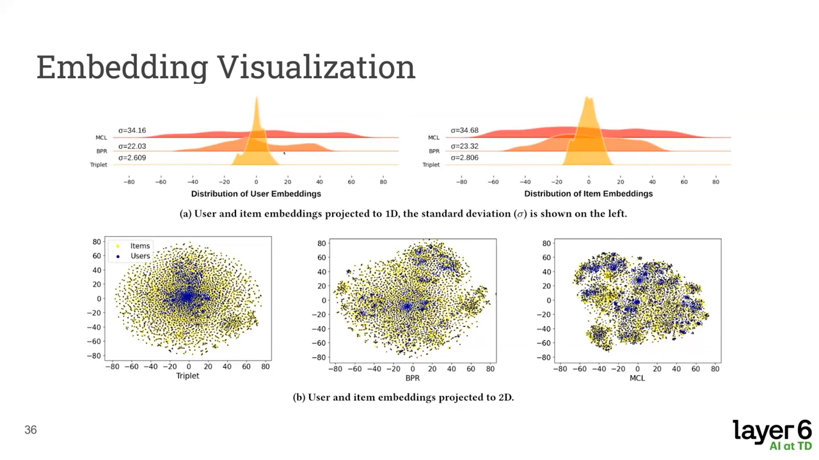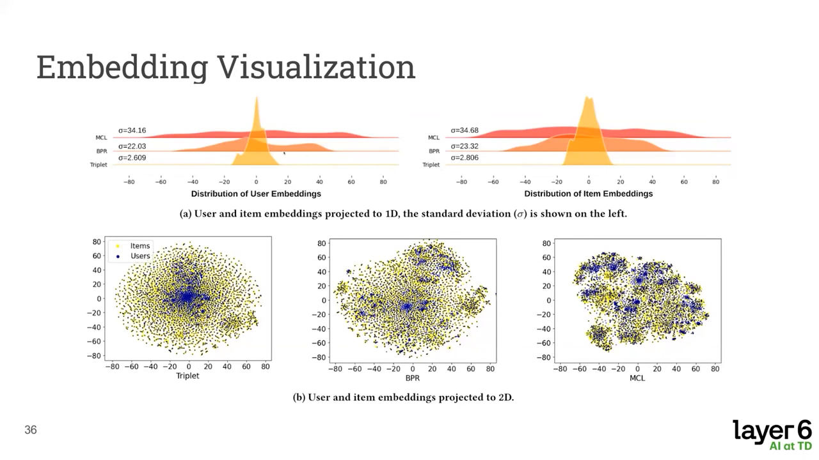The BPR loss is able to correct some of these drawbacks by using a dynamic weight scheme that depends on the relative difference of the pair distance. We see that BPR's 1D projection has more than 10 times larger standard deviation than the triplet loss, and the 2D projection shows clear user subclusters that are spread throughout embedding space. However, there is still a large cluster of users and items in the center. That cluster contains over 30% of all users within close proximity to each other, and can lead to suboptimal recommendations.